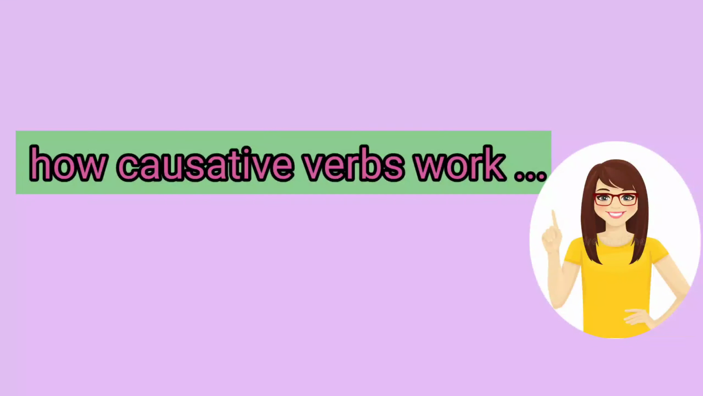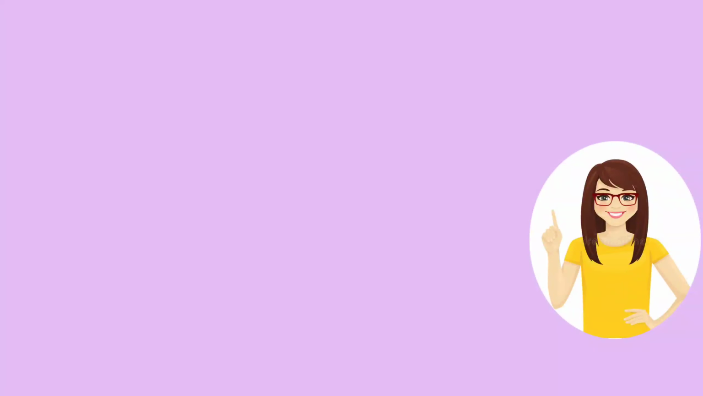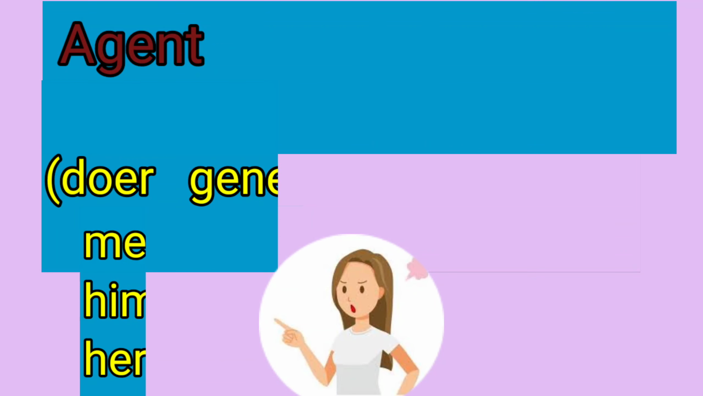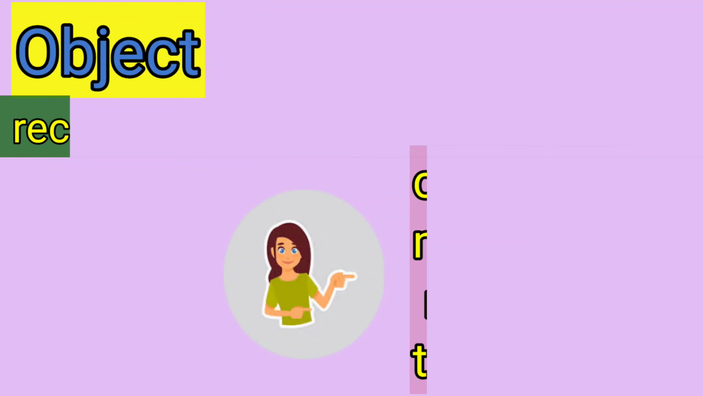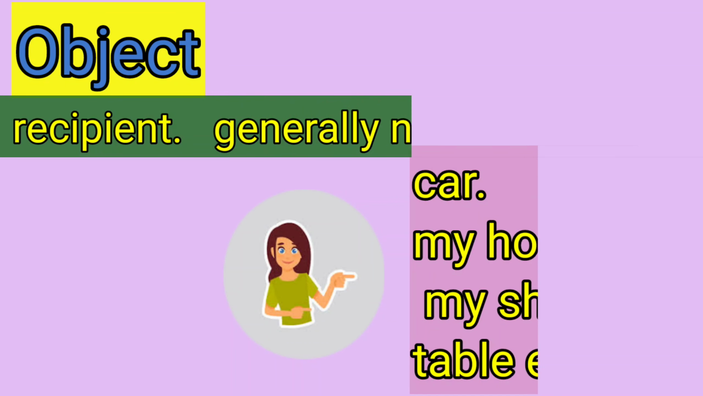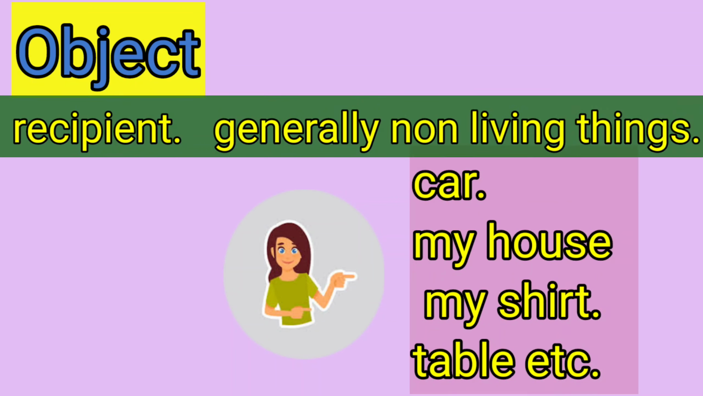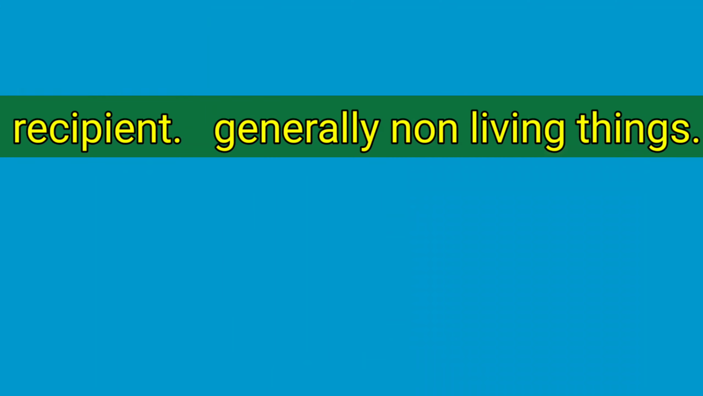First of all, while learning about the causative verb, you have to know about the subject and the object. So what does the subject mean? Subject generally means a living one, for example, me, him, her, etc. So this kind of subject will generally be a living being. And object, what is the meaning of object? Object is the recipient, generally non-living things like car, my house, my shirt, table, etc.